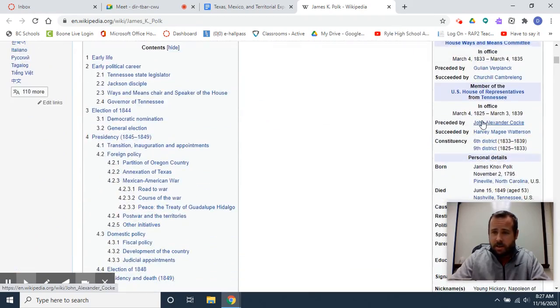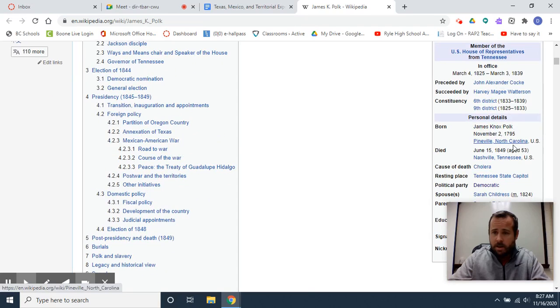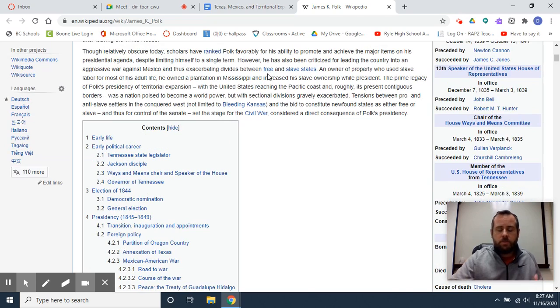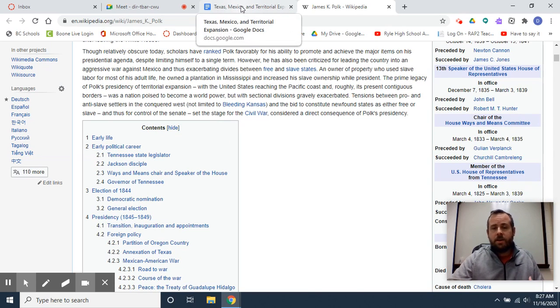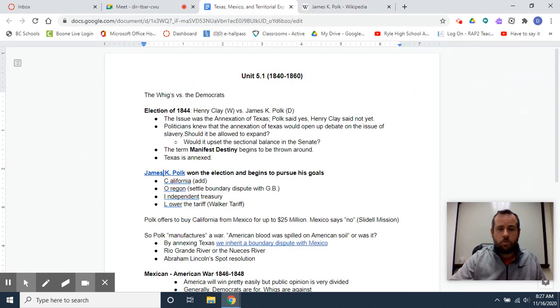Let's look at this. He got out of office in March of 1849, and he dies just a few months later. Literally, the office of the presidency took such a toll on him physically that he was only out of office for a couple months, and then he passed away. So crazy story about James K.